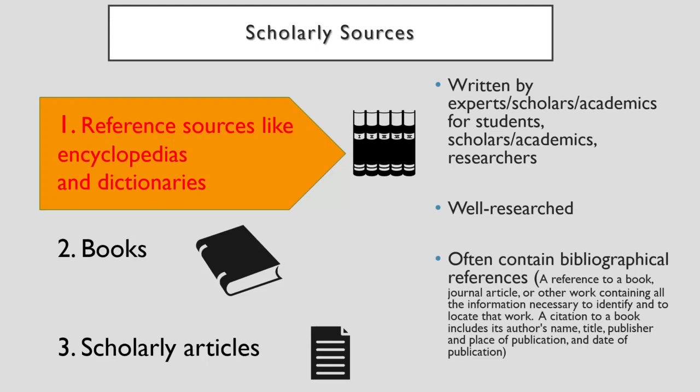So a particular bibliographical citation includes things like the author's name or the author's names, the title of the work, the publisher, the place of publication, and the date of publication. So different formats of information, like a book or a journal article, will contain different bits of information that make up the citation.